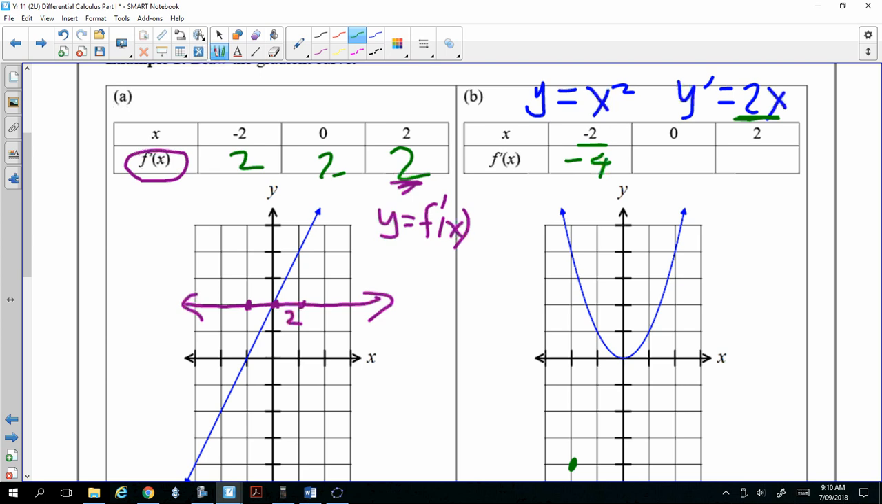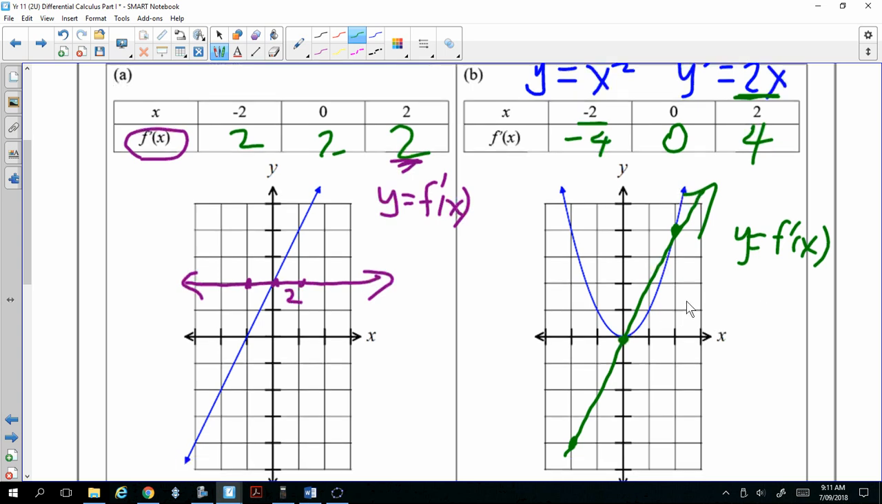How about the gradient at 0? 0. And the gradient at 2, 4. So I plot the point 4. Does that make sense? Yeah. So if I join the points, what do you get? You get a line like this. That's the graph of the derivative. Right?